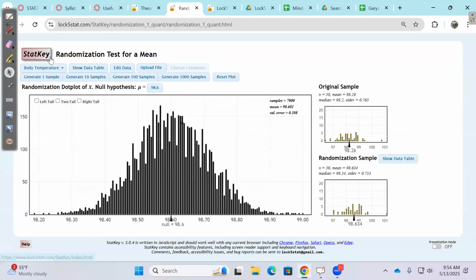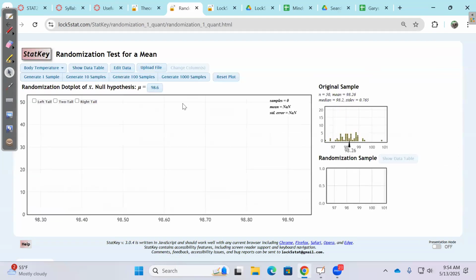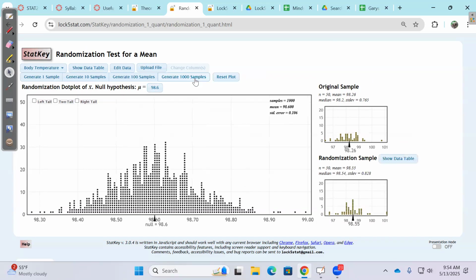Back here, I was in the StatKey randomization test for a mean. I'm just going to reload this page for fun. And the body temperature data is here, where there are 50, I believe these were college students. They had an average body temperature of 98.26. We usually believe human body temperature internal is about 98.6. This is different, right? So I have a hypothesis, a null hypothesis value. I have a sample. I can generate thousands of samples.